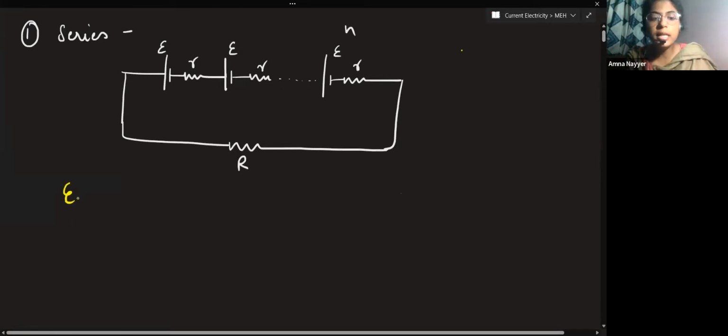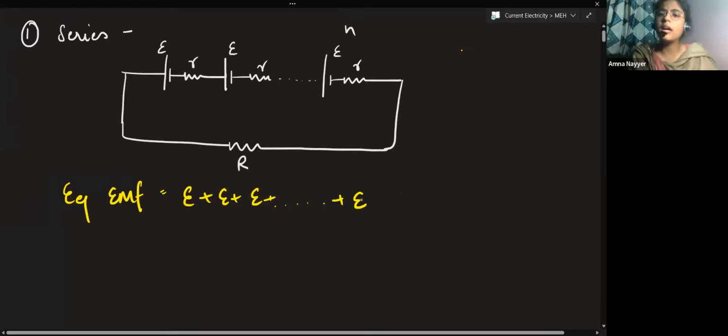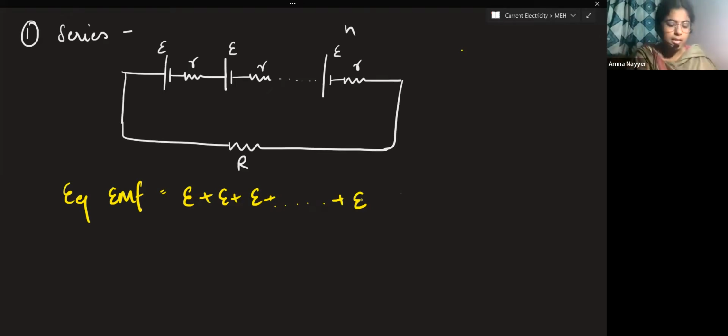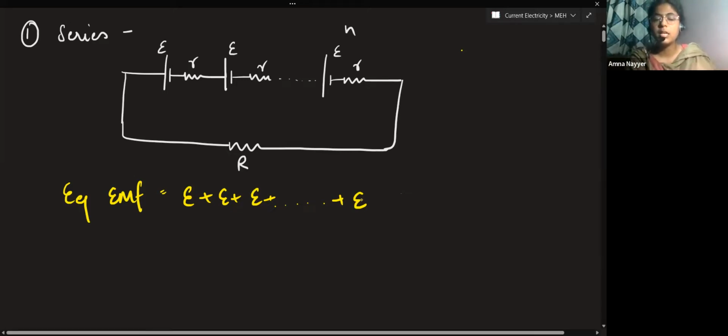So equivalent EMF will be what? E plus E plus E. We keep on adding the way we used to add E1 plus E2 plus E3. Now all the values of EMFs are same, so we'll just write E. Let's say N is the number of cells that are present. So E plus E plus E, and N number of cells are present.